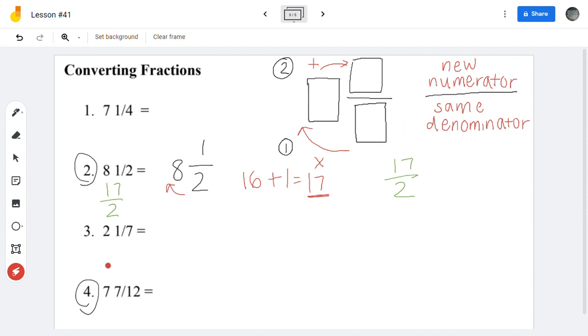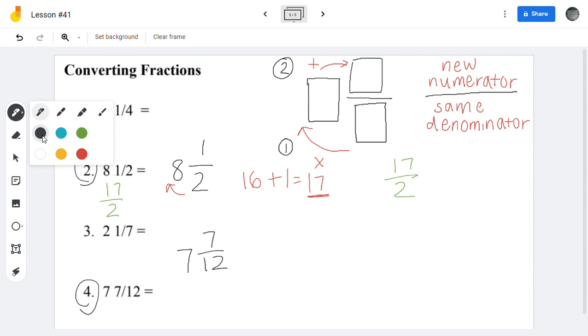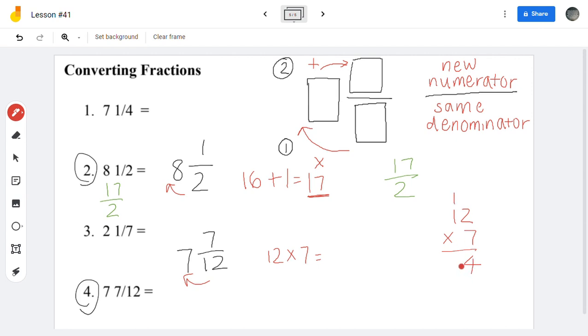So number 4 over here, I'm going to do the same steps all over again. So we have 7 and 7/12. Now with this, I'm going to go through the steps again. So your first step is to multiply your denominator by the whole number, which is 12 times 7. Now if you do this step on the right side over here, you will end up with 84 as your final product for 12 times 7.